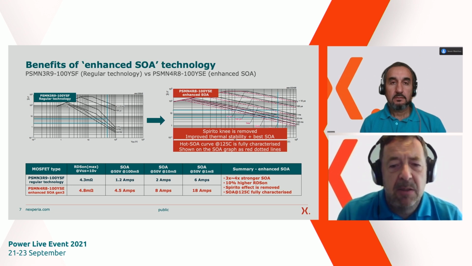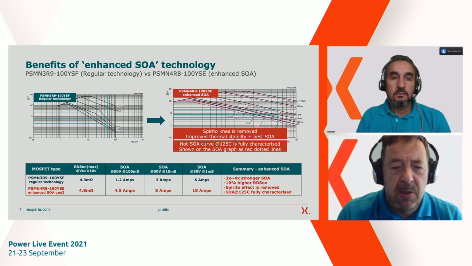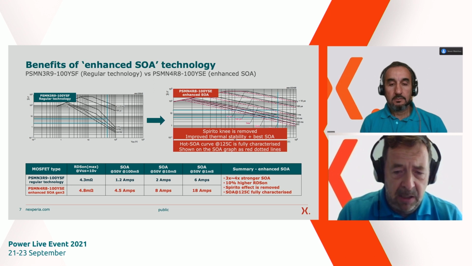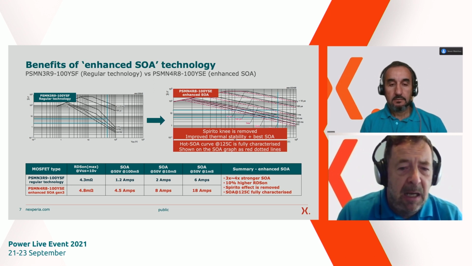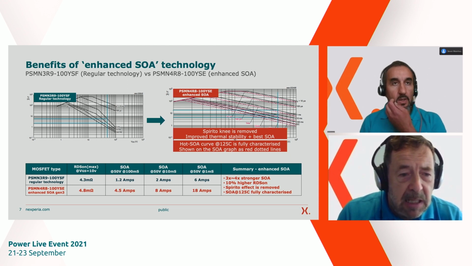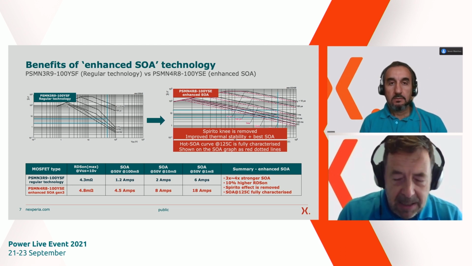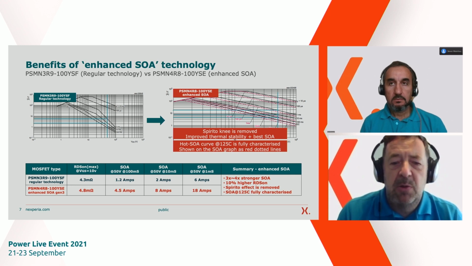However, if you look at the SOA capability, we've got at least three or four times stronger SOA than our regular technology. If we look at the 50-volt line for 100 milliseconds, you can see there that we have 1.2 amps with a PSMN3R9-100YSF, and that goes up to 4.5 amps. So that's at least three times the capability.